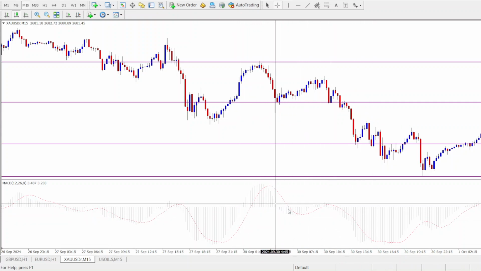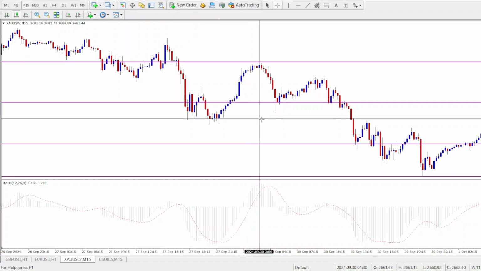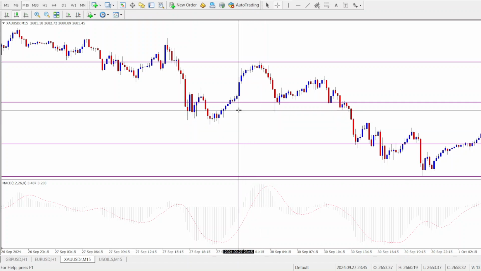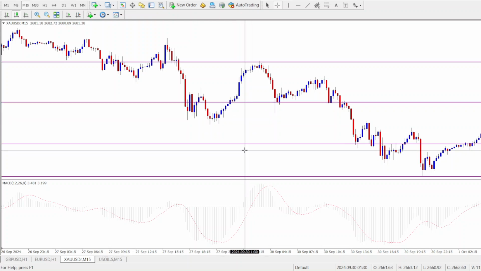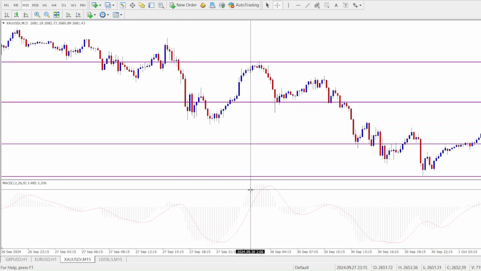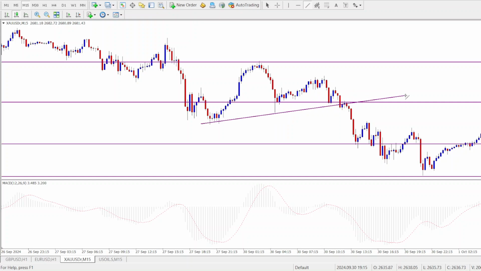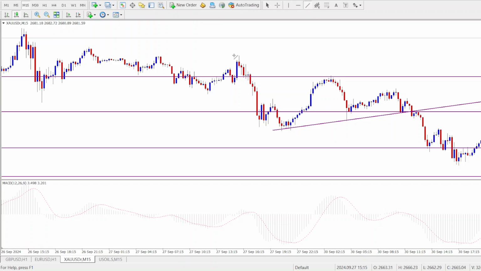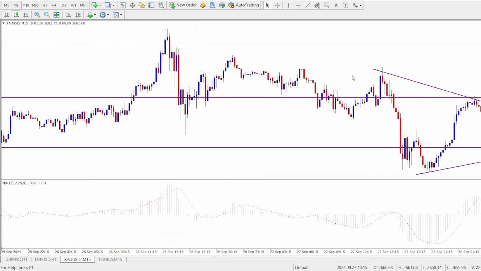Watch out for the crossovers, and for more accurate signals, try as much as possible to only look out for signals that give you confirmation both from the support and resistance levels and from the MACD. You can also make use of trend lines as well. The more confirmations you have, the stronger the signals. So try as much as possible to wait for at least one or two confirmations before going ahead to enter your trade.